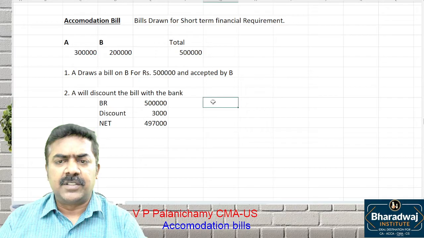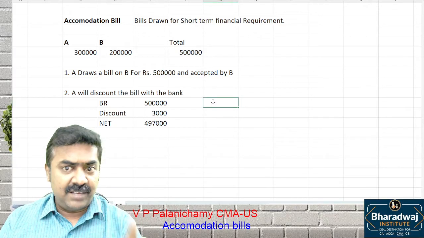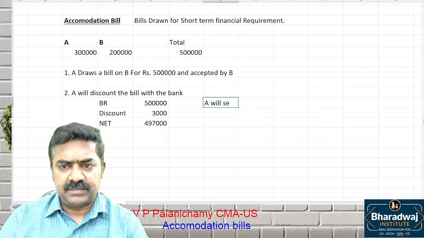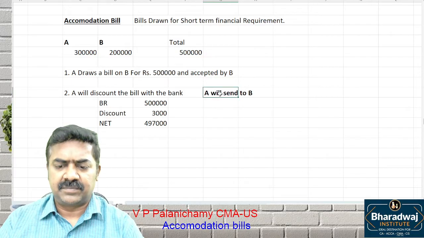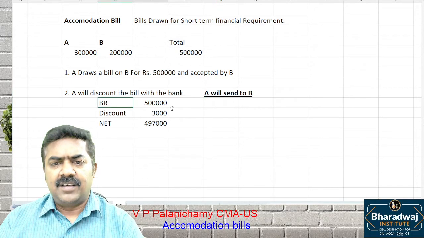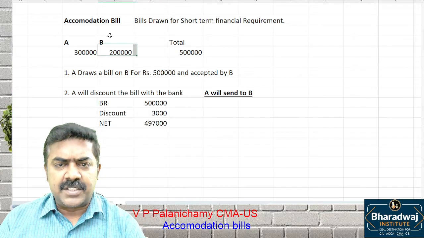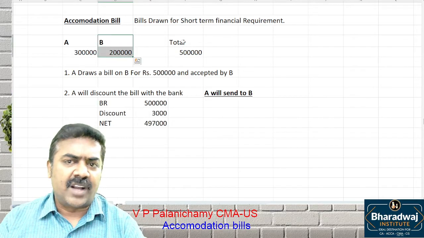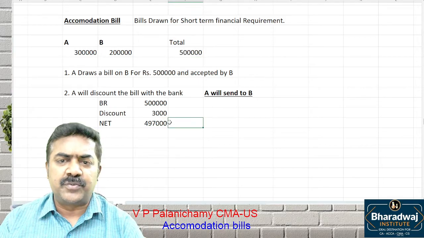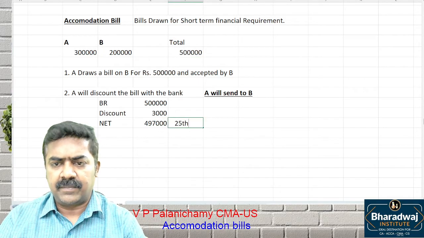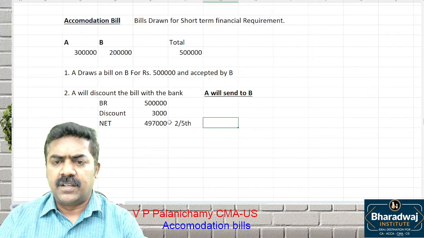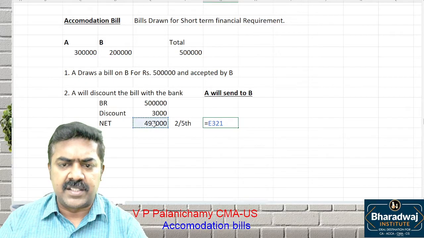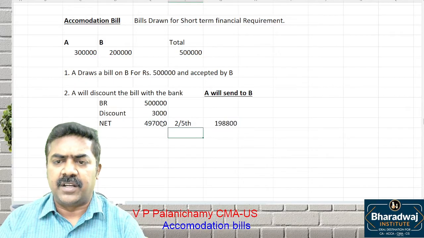What will happen is A will send to B. How much will you send? Will you send 5 lakhs? No. How much do I need? 2 lakhs out of 5 lakhs. So you will send 2/5 to me. Why do I need it? For short-term purpose. So 4,97,000 into 2 by 5, you will send it to me.